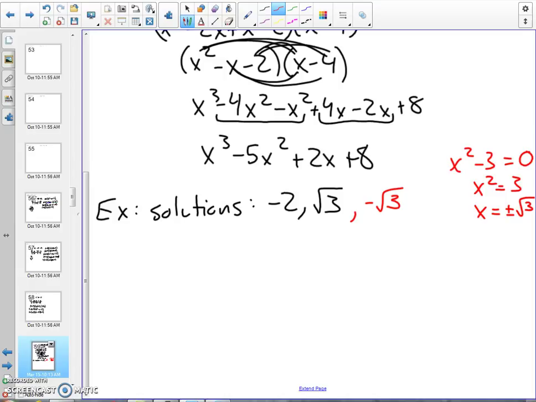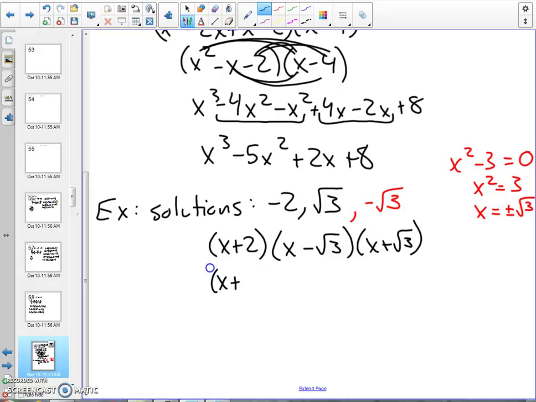So if they give you just one radical, you have to know that you have the opposite of that as well. So I was only given radical 3, so my other solution, there has to be a negative radical 3 in there somewhere. All right, so from there, we're going to set up our factors. So if I get a solution of -2, I must have x plus 2 somewhere, x minus radical 3, and x plus radical 3. All right, so the same idea that we're going to do our distributing, and I'm actually going to hold off on the x plus 2.